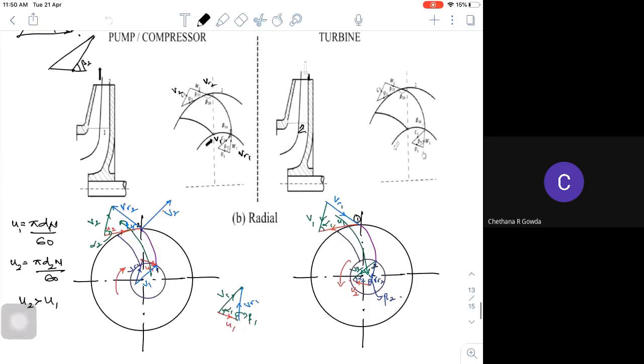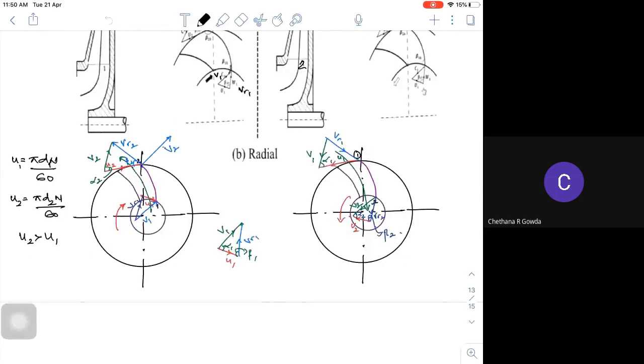So you have a radial flow machine. I have written something at the bottom. Your U1 is given by pi d1 n by 60, and U2 is pi d2 n by 60, and your D2 is greater than D1, that is D2 is my tip diameter and D1 is my hub diameter. So what will happen? Your peripheral speed at the outlet is greater than your peripheral speed at the inlet. Now I need to clearly show what these particular things are.